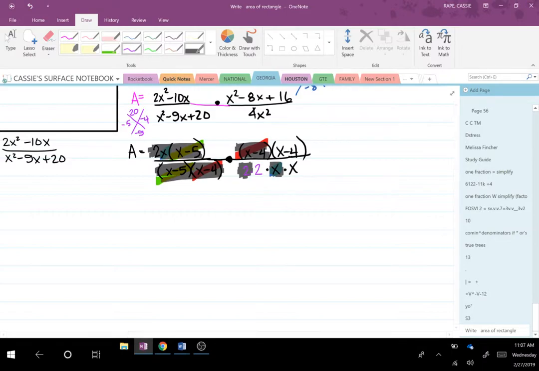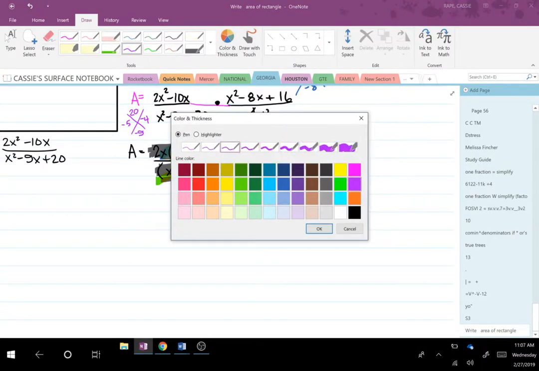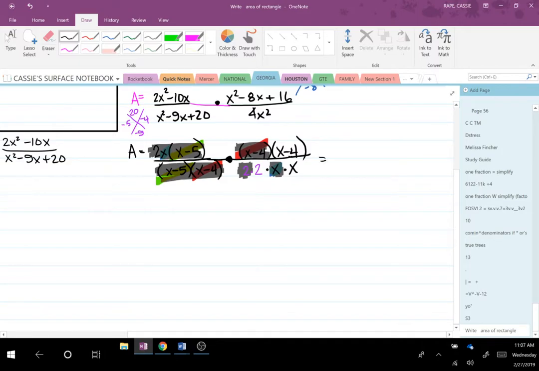The only thing you have left here is x minus 4 over, you've got a 2 and an x, so 2x. And keep in mind that you can't cancel out of addition or subtraction, so don't be tempted to cancel a 2 out of that 4. That is simplified. You're done. And that's your answer, x minus 4 over 2x.